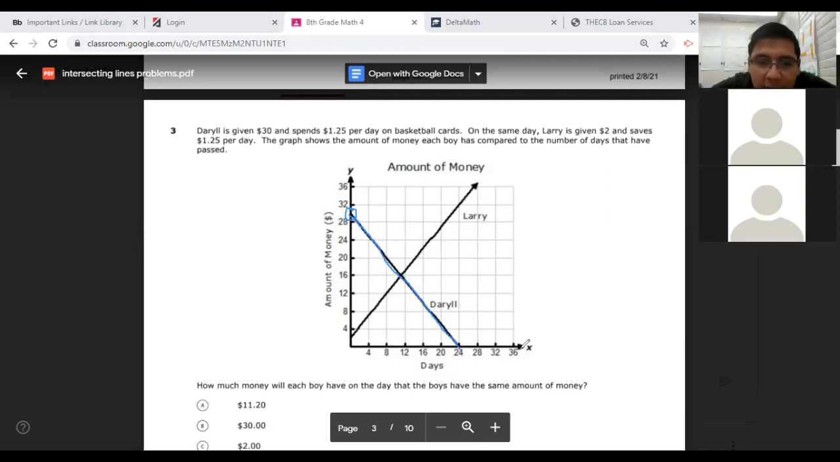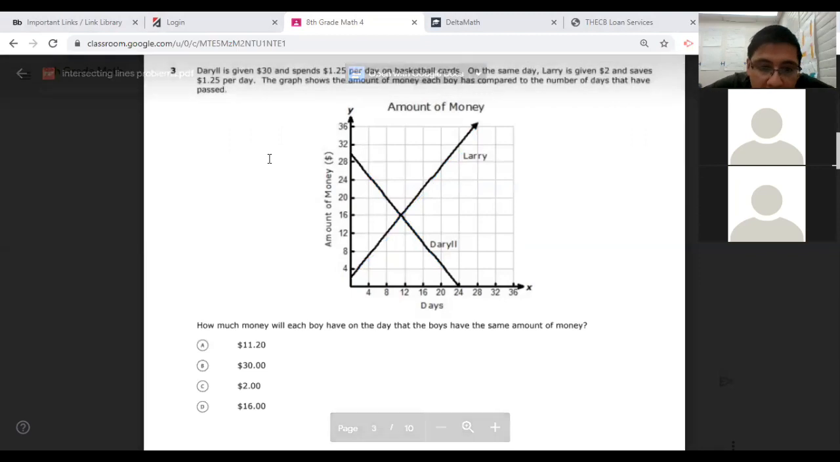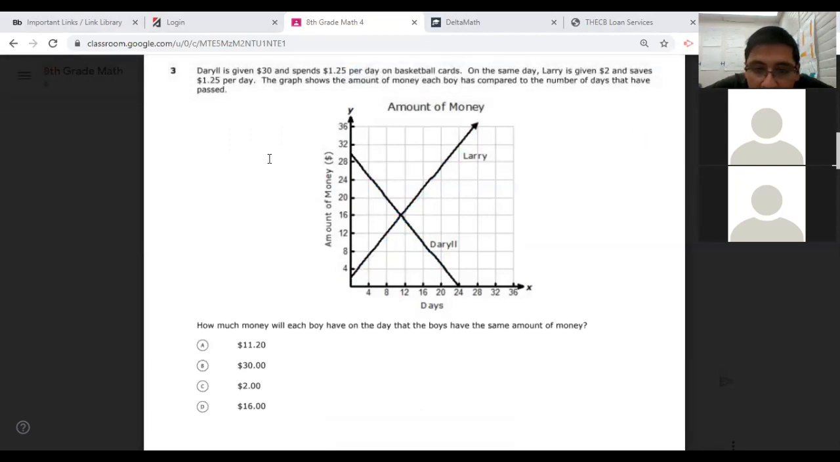And Larry's starts off at 2 and he's saving every day. Every time he gets $1.25, he saves it. So that one would be going upwards. There's going to be a point where they meet up and they're going to have the same amount of money. So based off of that, what would be the answer? Because it says, how much money will each boy have on the day that the boys have the same amount of money?